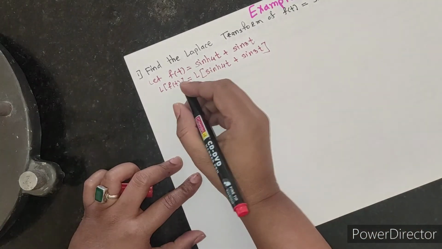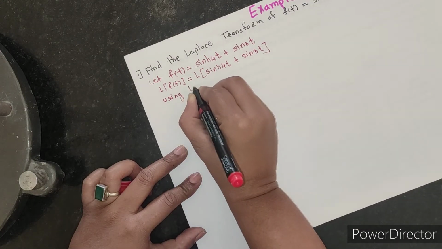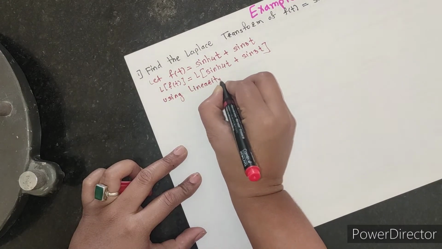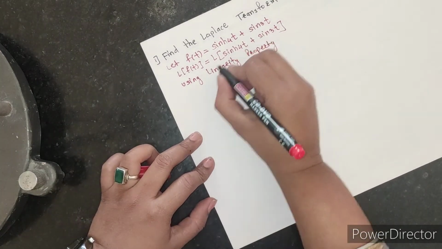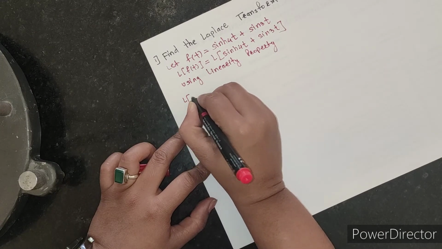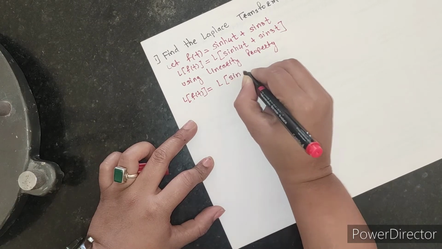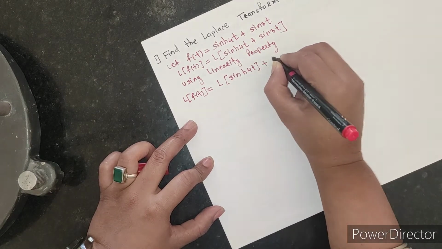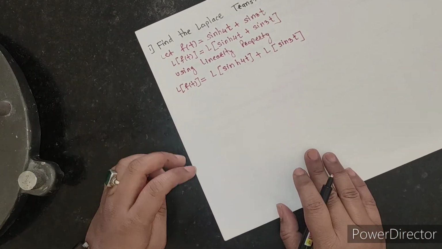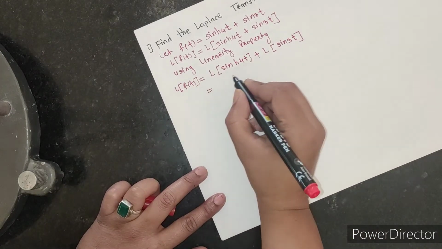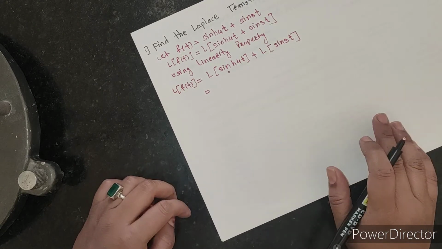Now, by using linearity property of Laplace transform, we can write Laplace transform of f(t) is equal to Laplace transform of sine hyperbolic 4t plus Laplace transform of sine 3t. Correct? Now, we solve Laplace transform of sine hyperbolic 4t and sine 3t separately.